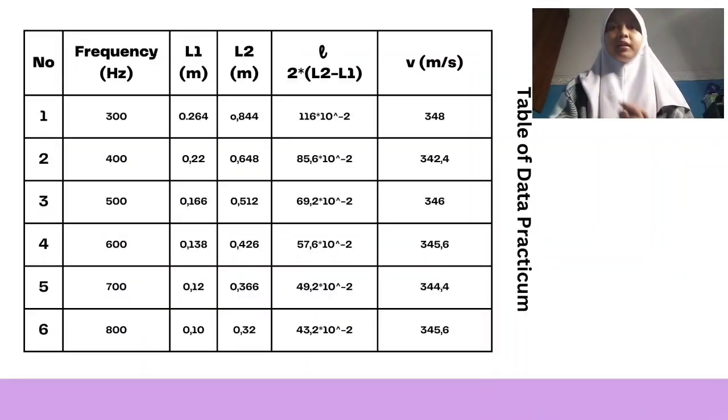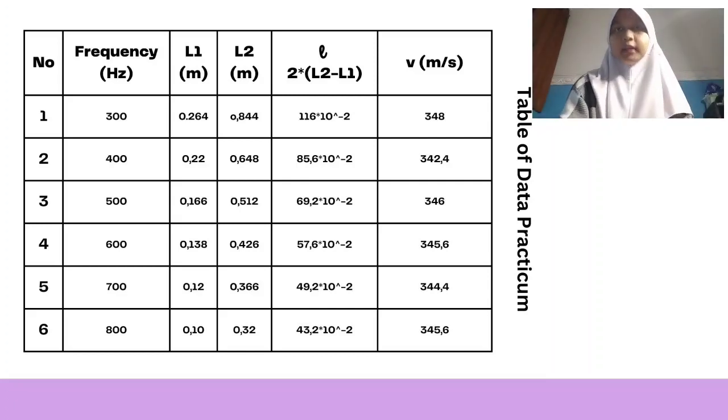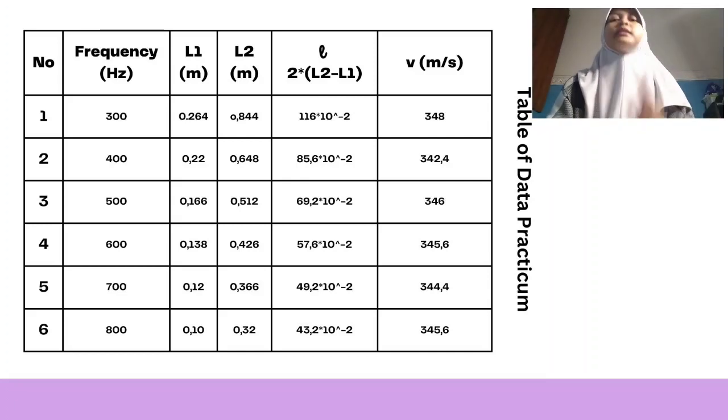Table of practicum data. There are frequency, distance 1 or L1, distance 2 or L2, lambda or wavelength, and velocity. At a frequency of 300 Hz, the distances are 0.264 and 0.844. The wavelength is 1.16 and the velocity is 340 meters per second.